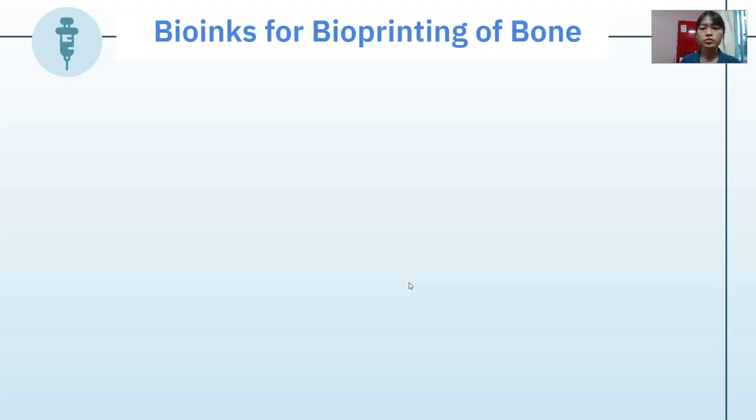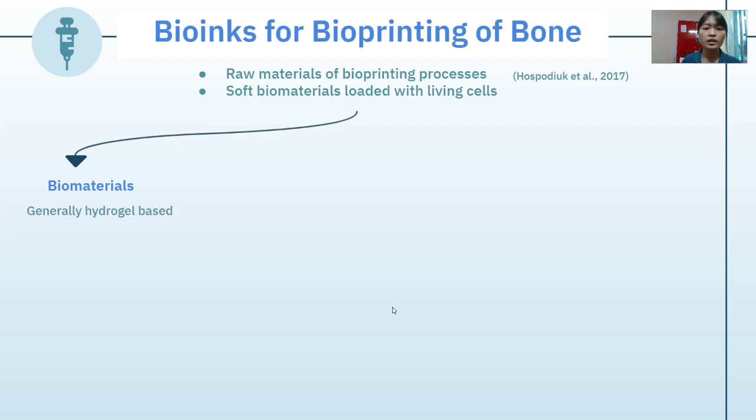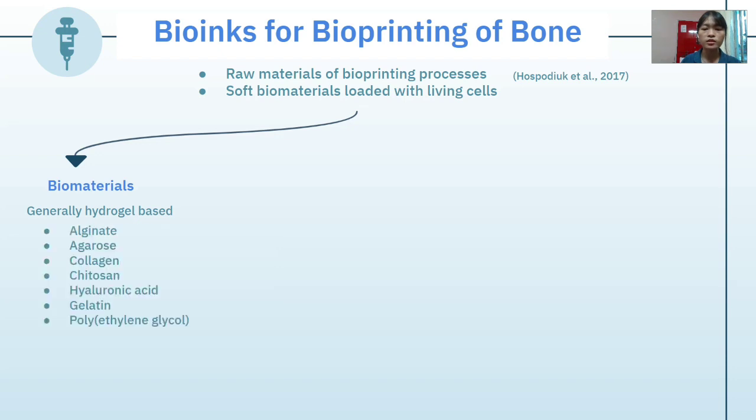Let's have a brief introduction to bioink. Bioink is the raw material for bioprinting processes. It is a soft biomaterial loaded with living cells. There are 3 main components in bioink. The first is the biomaterial. The biomaterials used in bioink for bone bioprinting are generally hydrogel-based. Hydrogels provide a highly hydrated, permeable 3D polymeric structure conducive to cellular adherence and metabolic activity. Here are some examples of hydrogel biomaterials.